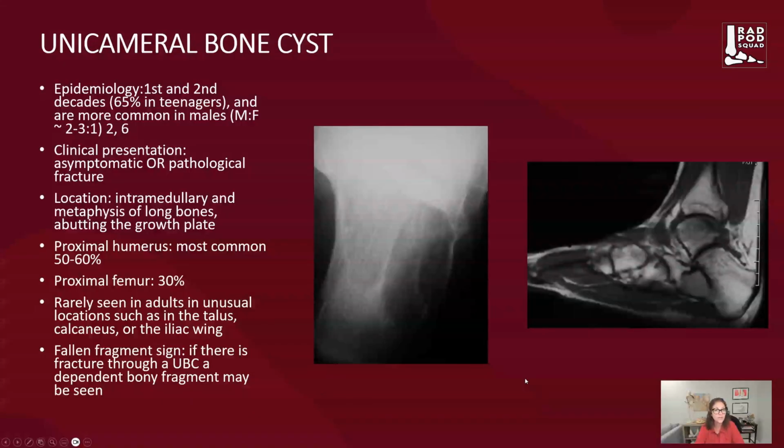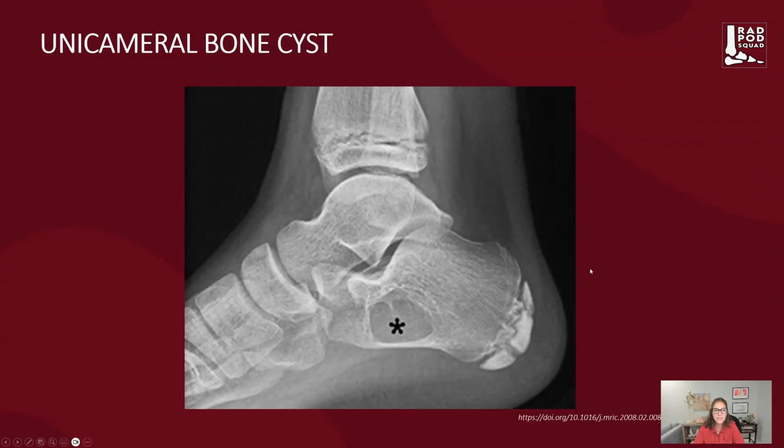Moving on to a unicameral bone cyst that can be seen in the calcaneus. Notice there's this lucent lesion, thin wall, very well defined. It's slightly thin in this location. So we have a geographic lucent lesion. Went on to do an MRI. What we can see is that there's actually fluid within the intramedullary space in this patient who has a unicameral bone cyst. Let's take a look at another example of a unicameral bone cyst published from the literature.